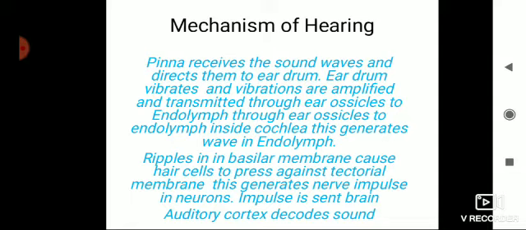So the ripples in the basilar membrane cause hair cells to press against the tectorial membrane. All these things occur in the cochlea. These generate nerve impulses in neurons, and these nerve impulses are sent to the auditory cortex of the cerebrum. I told you the cerebrum is the largest part of the brain. It has many areas like auditory area, visual area. So auditory cortex decodes the sound.